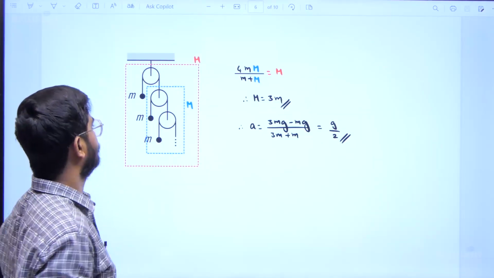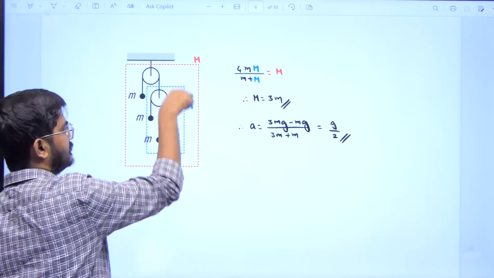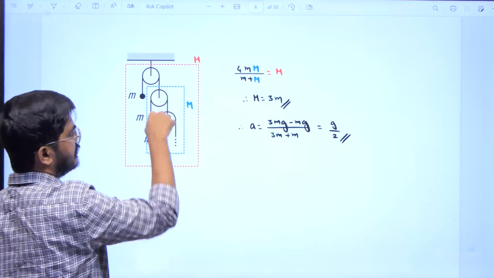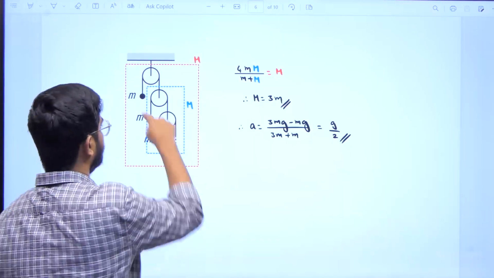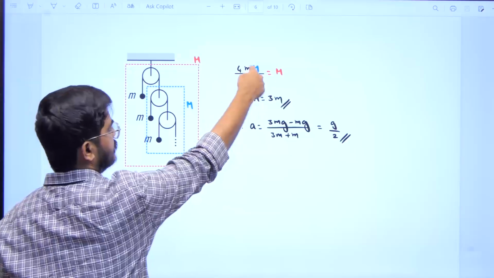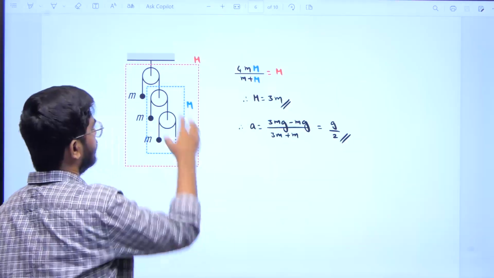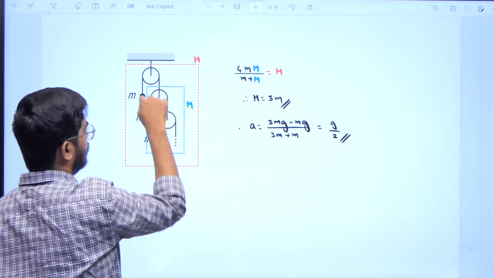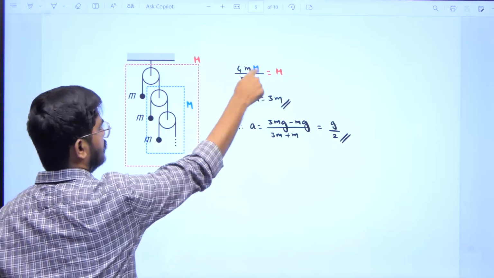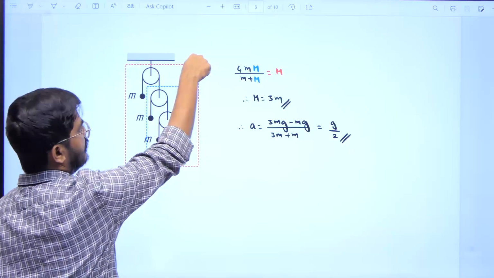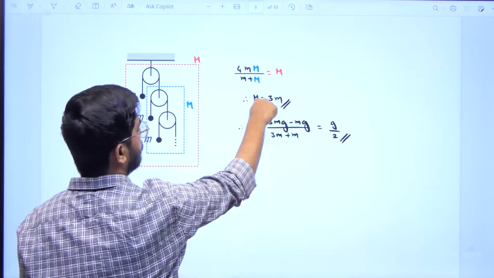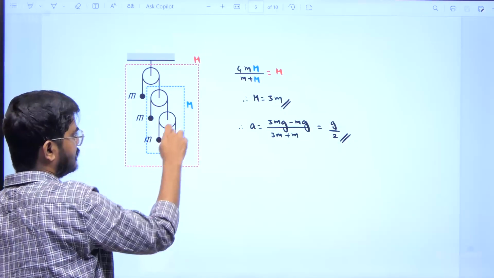But what we know, if this is small m and this is capital M, I can replace this pulley, this mass and this mass with a single mass whose mass is 4m1 m2 by m1 plus m2. But I know this total mass is again going to be equivalent to m. So when I solve it, I will be getting M is 3m. The other way of saying this, I can replace this thing with 3m.